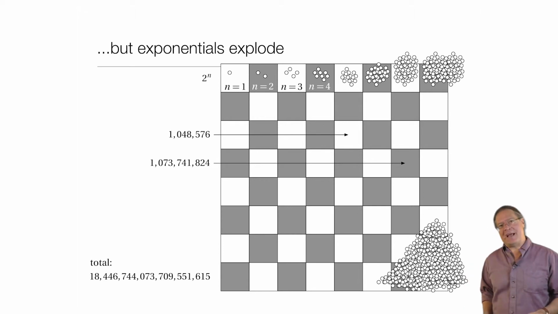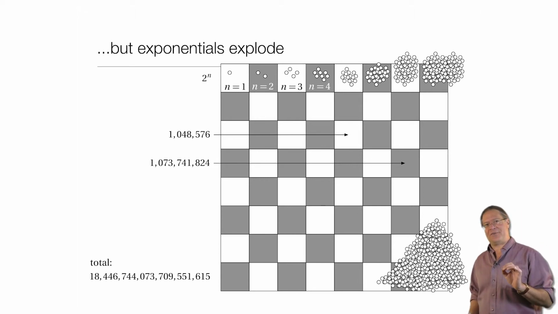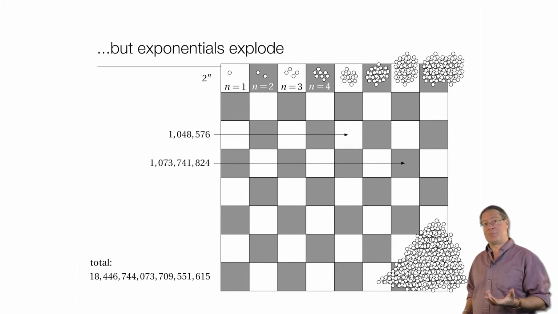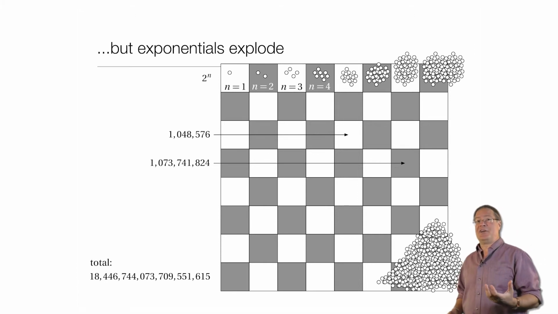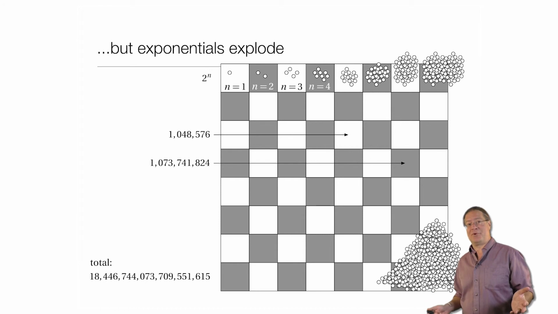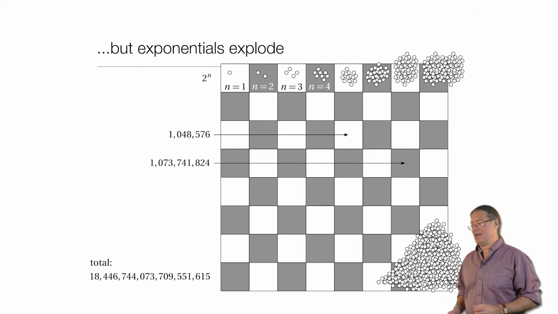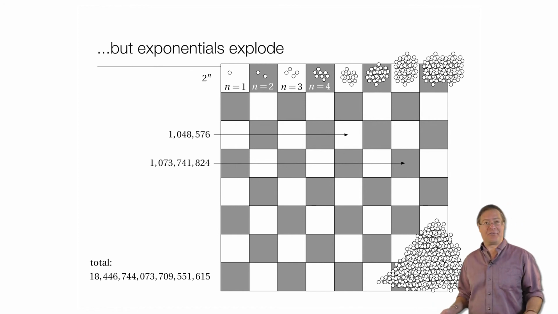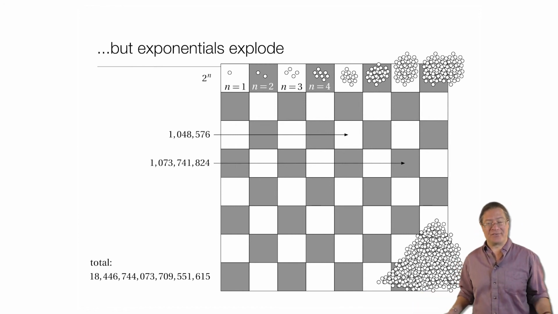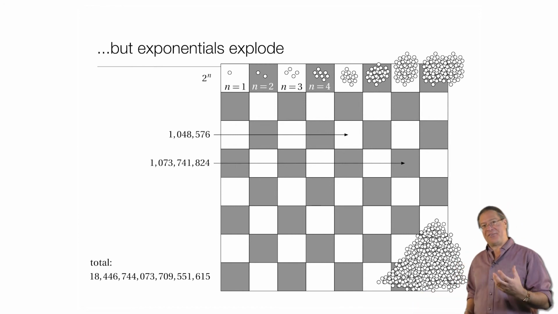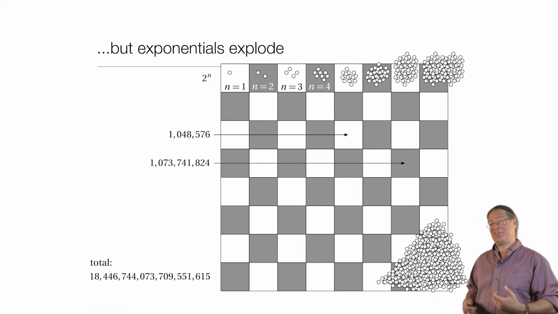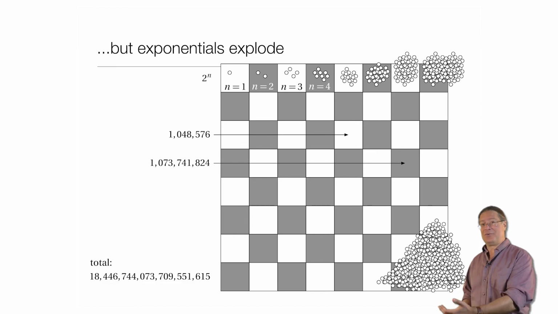The problem is that after only 20 squares, we already have more than 1 million grains of rice. After 30, we have more than 1 billion. And in order to cover the entire chessboard, we have about 18 quintillion grains of rice, which is more than all the rice in the universe, even if there are other planets with rice. So this is the kind of growth which we don't want to have in the amount of computation that we need to do to solve a problem.